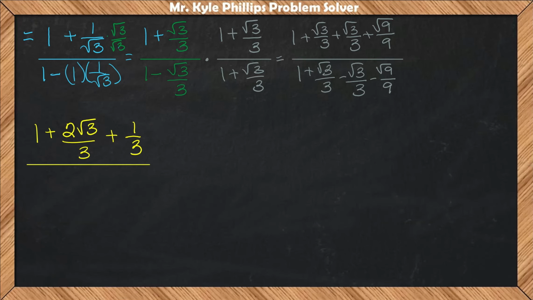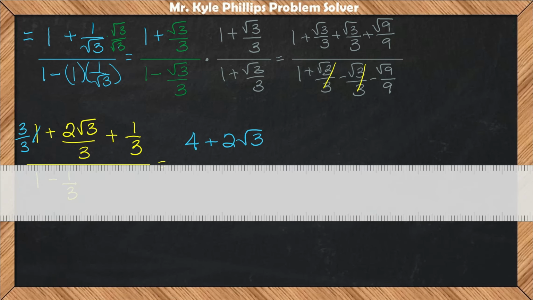This will all be over 1. Positive root 3 over 3 minus root 3 over 3, these go away. And then we know that root 9 over 9 is 3 over 9, which simplifies to 1/3. So this is 1 minus 1/3. And now here, these both have a denominator of 3, so we could change 1 to 3 over 3, and then we could add all the numerators. So we have 3 plus 1, this is 4, plus 2 root 3, this will all be over 3.